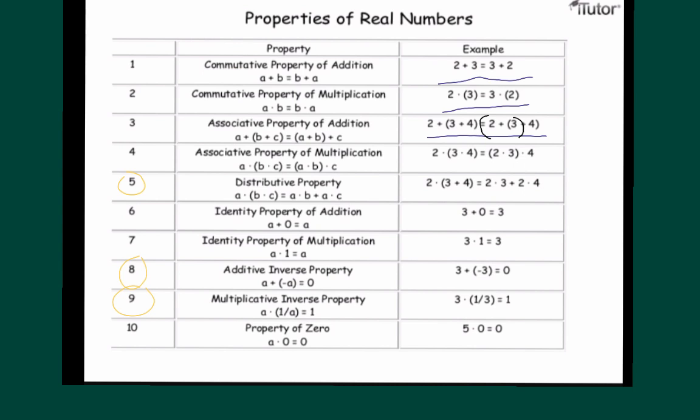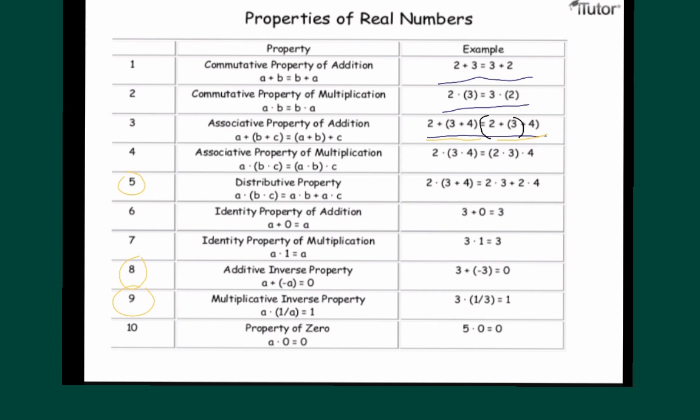Let's do the left side first. 3 plus 4 is 7, plus 2 is 9. Let's move to the other side. 2 plus 3 is 5, plus 4 is 9. No matter how you flip the parentheses, the answer will stay the same.